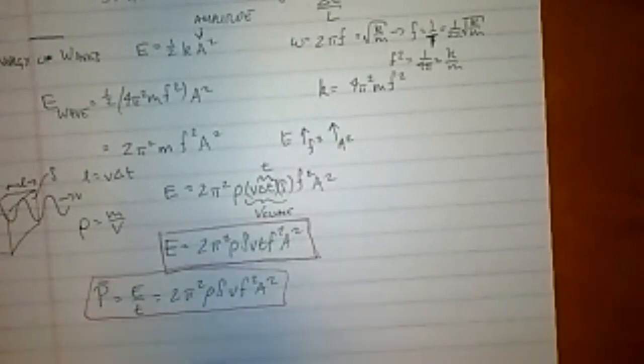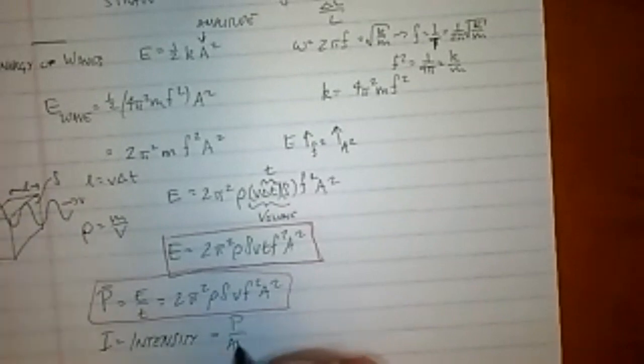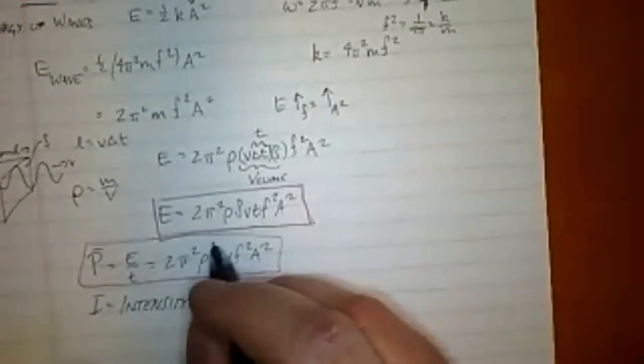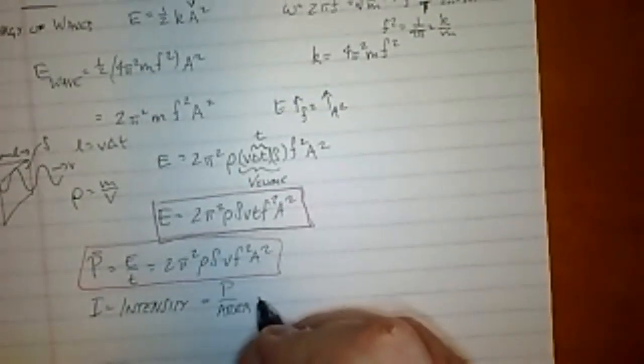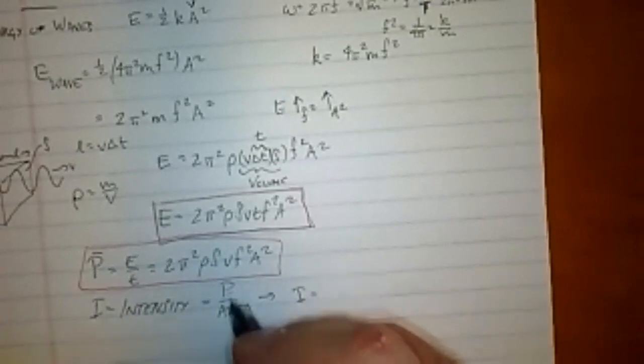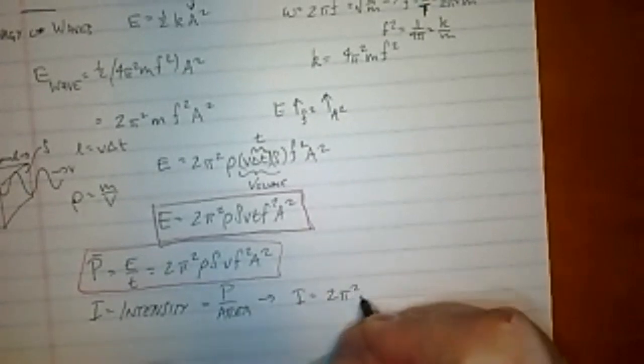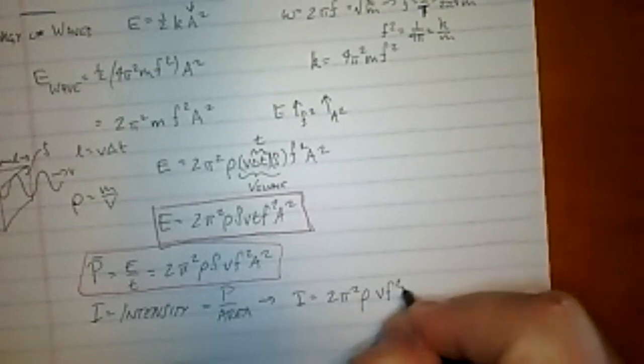And also you might want what we call the intensity, which is the power per unit area. In other words, an area perpendicular to the plane that the wave is hitting is the area we're talking about. So that's that S right there. So if I divide out the S, then I get I, the intensity, which has units of watts per square meter, by the way. I, the intensity, is now 2 pi squared rho V F squared A squared.